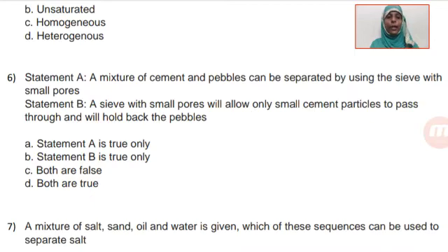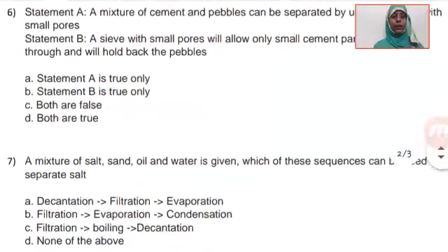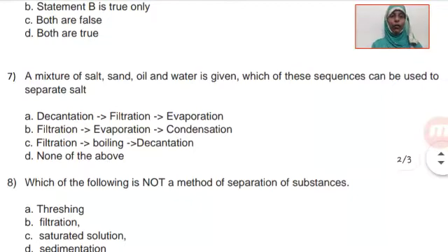Okay, let me help you out with this question. The correct answer is option D. Both the statements are true. Yes, because a sieve with small pores is used at the construction site, correct? And what statement B says is that the cement will pass through and the pebbles will be separated, correct? So both the statements are true. Those who have got it correct, very good, and those who have not, please don't panic. I have already cleared your doubt.